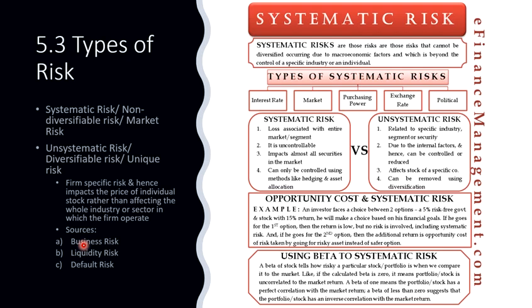Third ialah default risk. Default risk is the possibility that the issuing company will be unable to make interest payments or principal repayments on debt. It is independent of economic, political and other factors that affect all securities in a systematic manner. Okay, so ada 3 sources of unsystematic risk: business risk, liquidity risk and default risk.